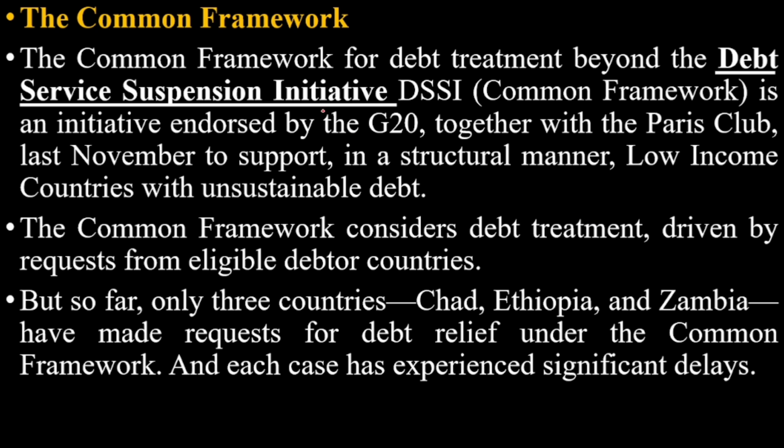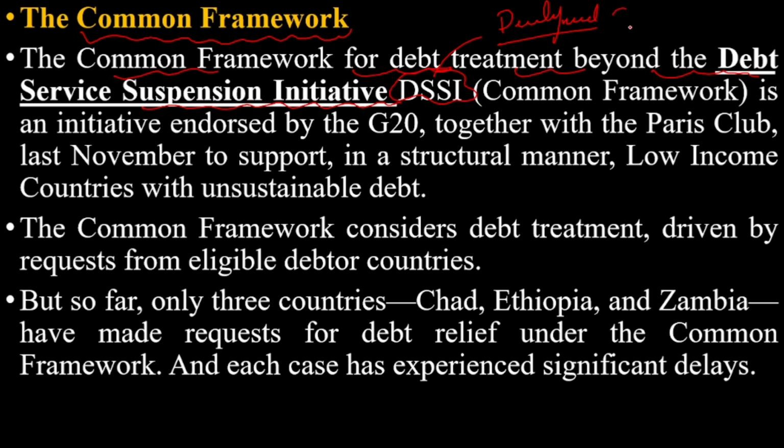Okay, now we finally come to this common framework. What exactly is this common framework? There are a few important things, please observe carefully. The common framework for debt treatment beyond the debt service suspension initiative, please remember DSSI, debt service suspension initiative. See, this is very simple. Developed nations, most of these Paris Club and G20 nations, gave loans to low income nations, which means least developed countries, or LDCs. What did they give? Credit. They provided loans to them. Getting the point?